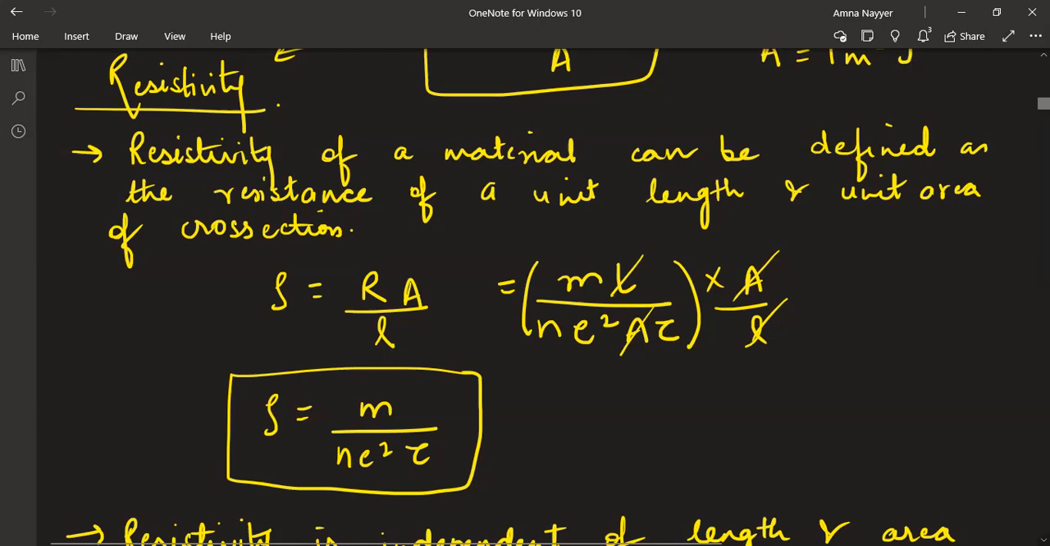Fine. So resistivity will be exactly the formula for resistance without length and area, because those will get cancelled. So it will be m by ne square tau. For resistance, you have mL by A ne square tau. For resistivity, you have m by ne square tau.